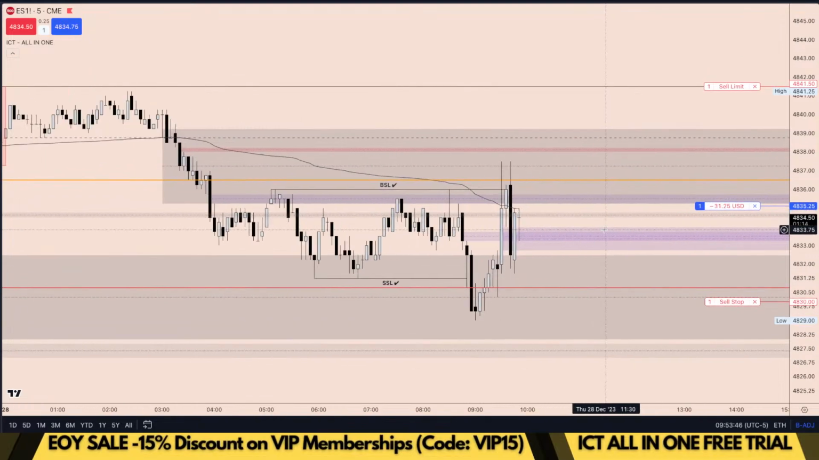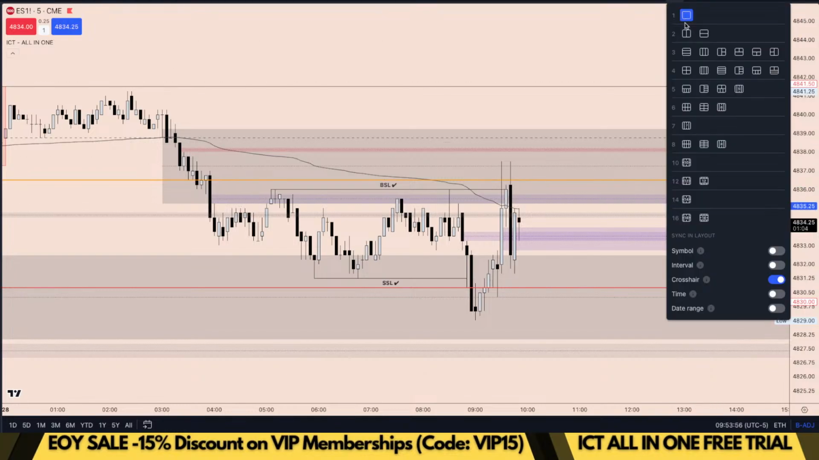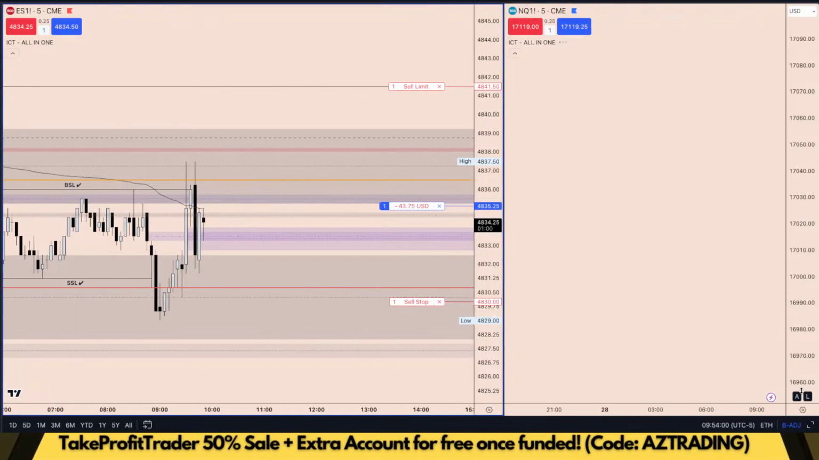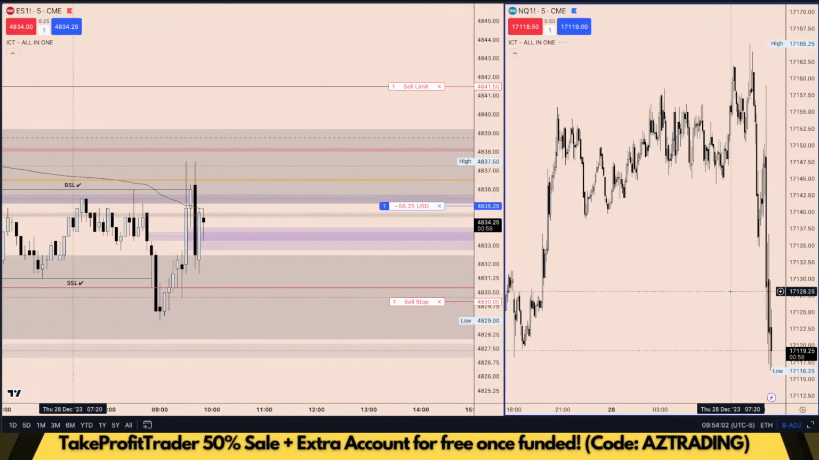So from a gut feeling, I'd say higher prices. Of course, that can be wrong. That's why we're paper trading today. Reading price. Let's take a look at NQ. I think that should still be here over to the right. Let's see where we're at on NQ.